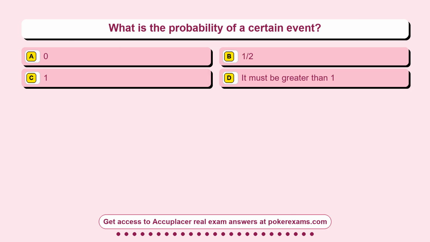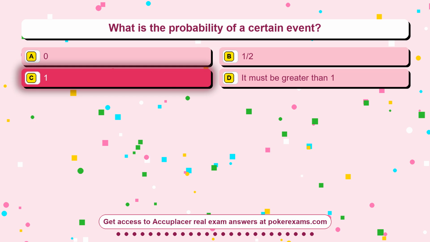Question 16. What is the probability of a certain event? Option A, 0. Option B, 1/2. Option C, 1. Option D, it must be greater than 1. The correct answer is option C, 1.